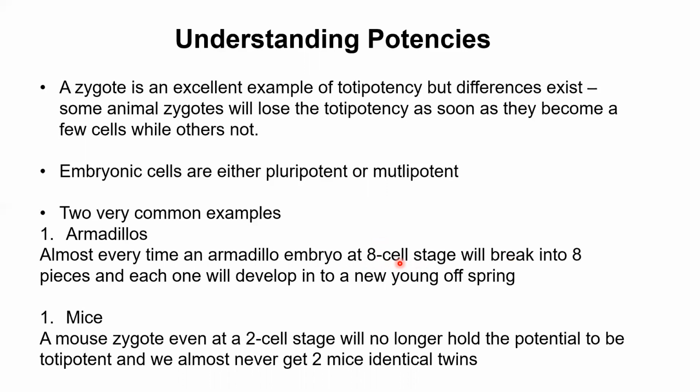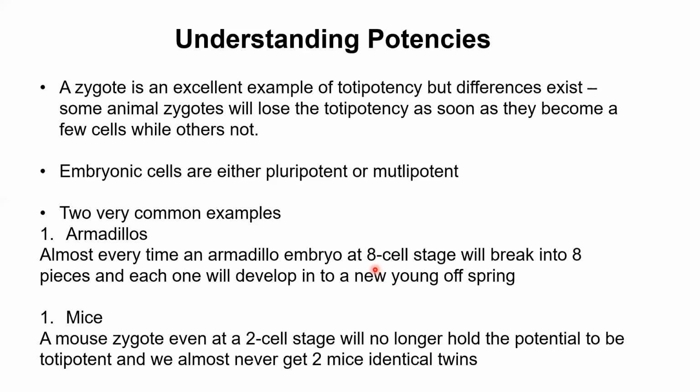The case in mice is totally different. A zygote cell in mouse at the 1-cell stage is totipotent. The moment it becomes a 2-cell stage, it will no longer be totipotent. It will no longer hold the potential to be totipotent. This is the reason why we never have 2 identical mouse twins, because normally when the cell breaks, a few cell divisions have already occurred, like in this case, the 8-cell stage.